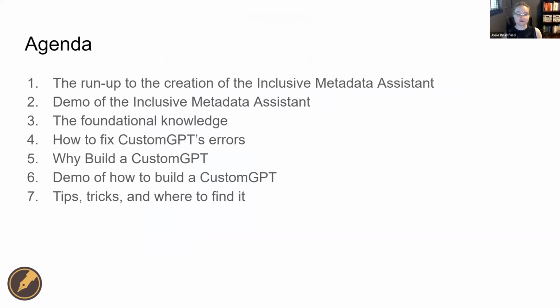So we're just going to run through how we got to this idea, do a demo, what our body of knowledge is based on that's running our AI. How do you fix the errors that inevitably show up when you're working with AI? And then we're going to segue into building a custom GPT. So why would you want to? How do you build it? And then all of the tips and tricks that I learned and where you can find all of these resources.